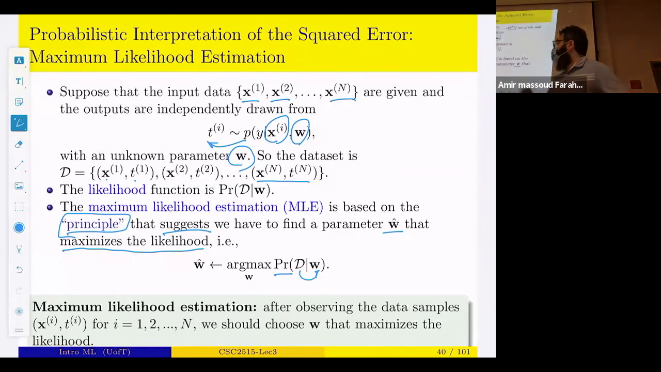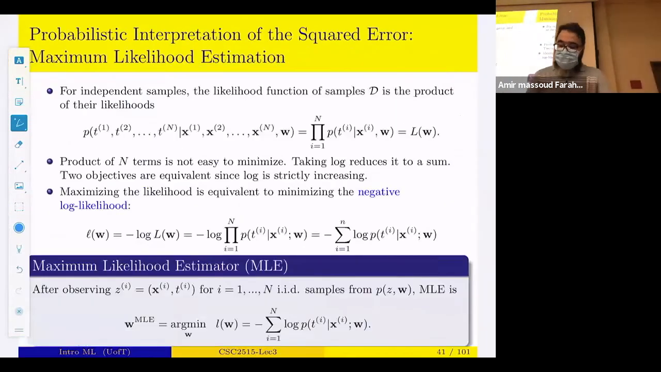So the concept of maximum likelihood estimation is that after observing the data samples Xi, Ti for n data points, we should choose the W that maximizes the likelihood. So that's the MLE. So let's go into a bit of detail and see for our specific case of probabilistic model how it would look. Maybe before that, I guess we can do a little bit of simplification.